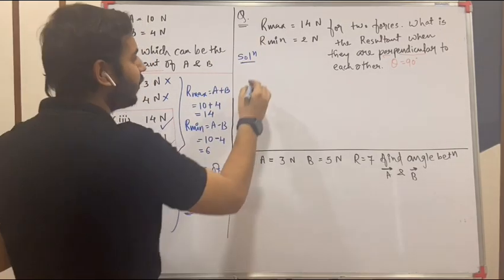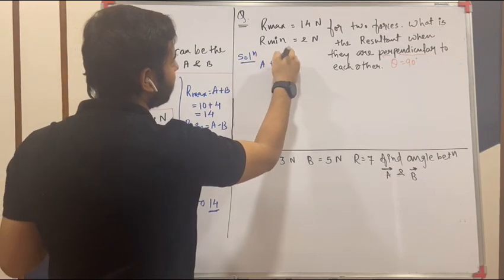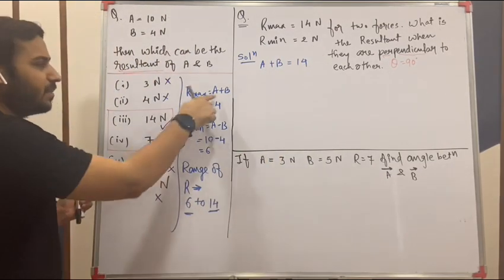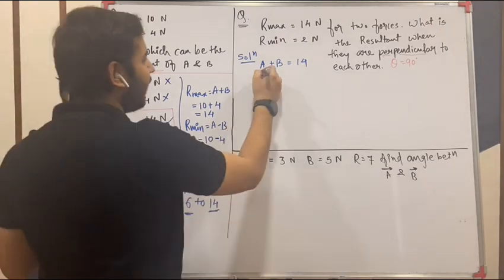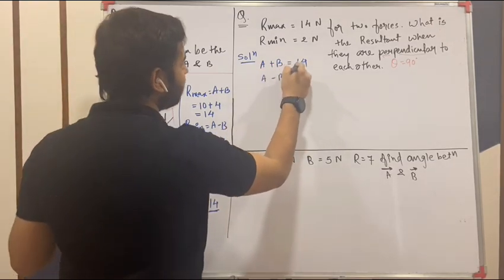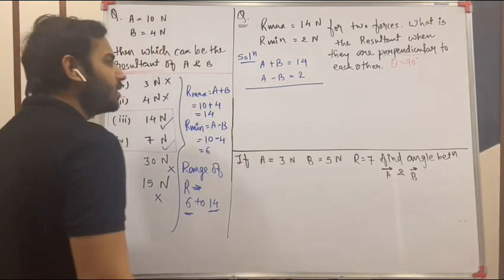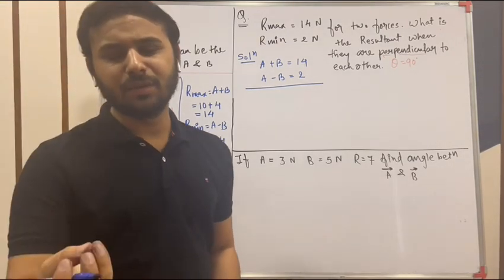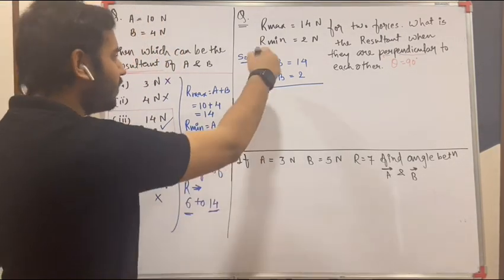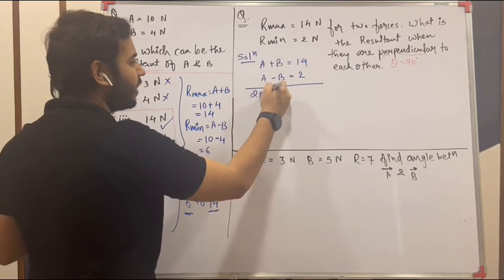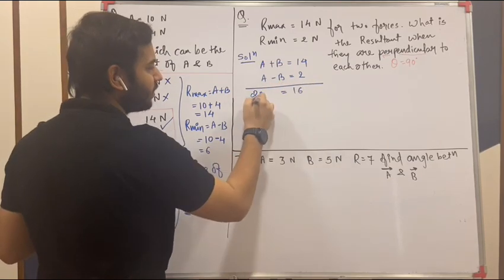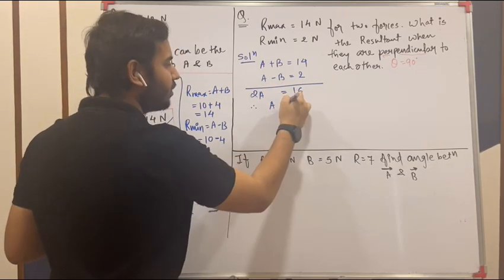R max is given 14 Newton, so you can say A plus B is 14. R max is A plus B. Now R minimum, that is A minus B, is 2 Newton. Just add these two equations. You know the elimination method. A plus A is 2A, B minus B is 0. Here 16, therefore A is equal to 8 Newton.